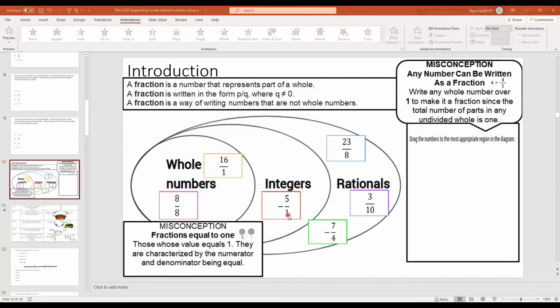Negative 5 over 1 ends up being an integer because it is a negative number, and only positive whole numbers can be whole numbers. So we end up with 1 and 16 as our whole numbers. Just a great refreshment. Now let's get started on our lesson.